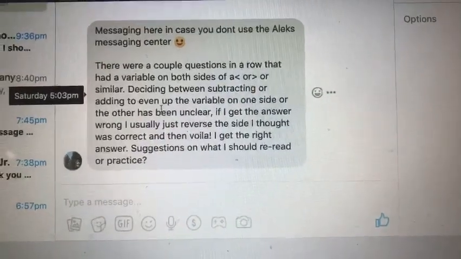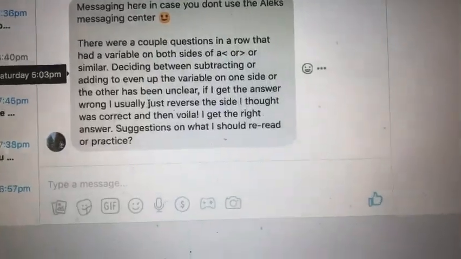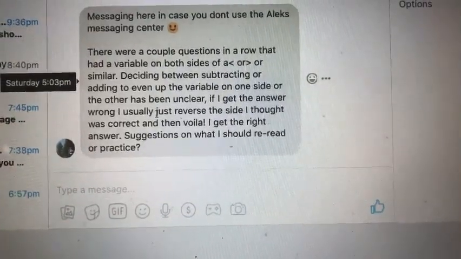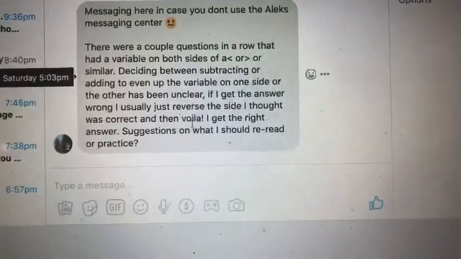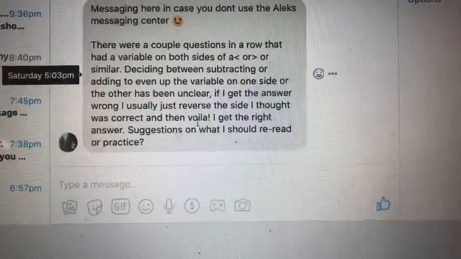Deciding between subtracting or adding to even up the variable on one side or the other has been unclear. If I get the answer wrong, I usually just reverse the side I thought was correct, and then voila, I get the right answer. Suggestions on what I should reread or practice?